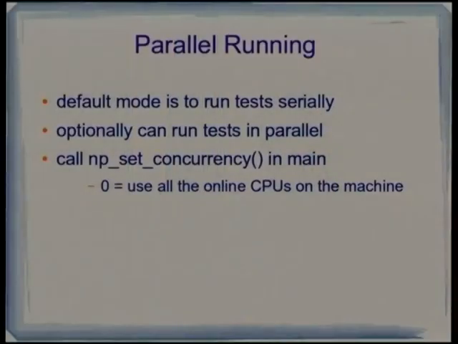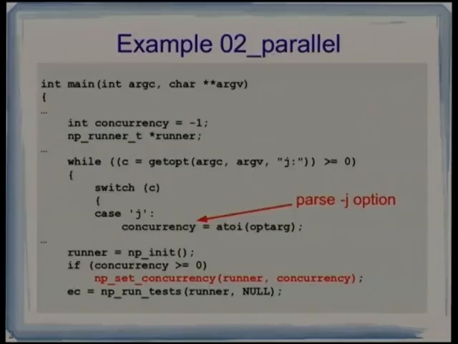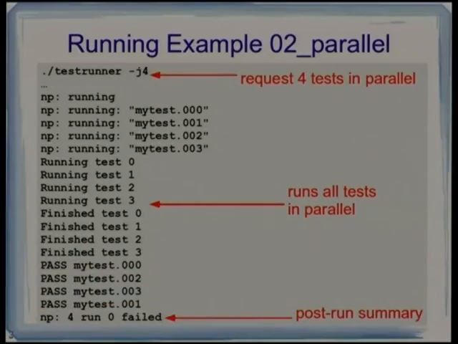Parallel running. Because we fork a separate process for each test and we wait for test completion by waiting for the process to finish, it's easy to run more of them. There's an API that you can set on the runner object for that. That's very easy. So here's a slightly enhanced main. We do a bit of getopt, we check the concurrency, we call np_set_concurrency, and that number there makes it happen. So here's parallel four tests running on my one CPU, but fortunately they're all doing sleep, so it doesn't really hurt things.